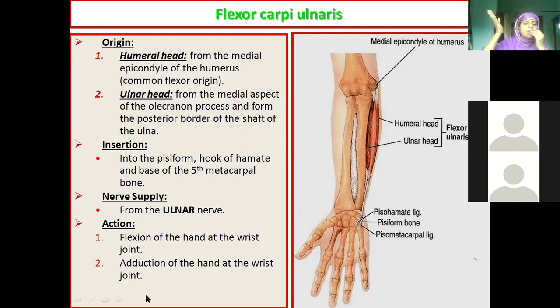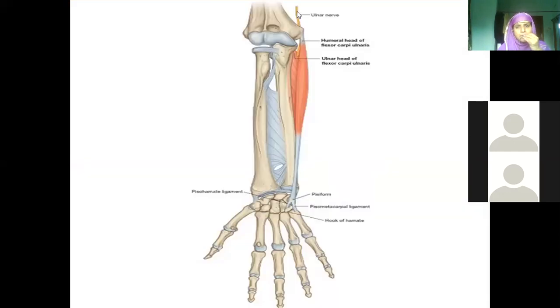Action, same thing: flexion of the hand at the wrist joint, and this is close to the midline. That's why it is bringing about adduction of the hand at the wrist joint. Radialis was bringing abduction; it is towards the thumb, whereas ulnaris is bringing adduction because it is very close to the little finger. That is flexor carpi ulnaris. This is all ulnaris.